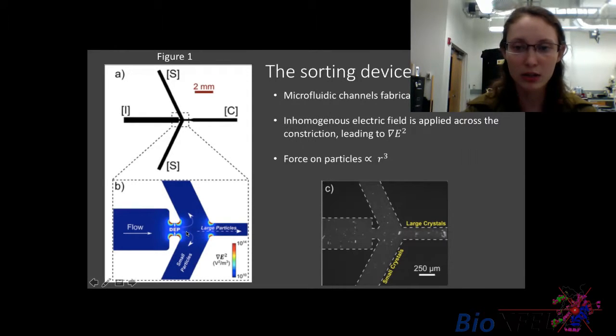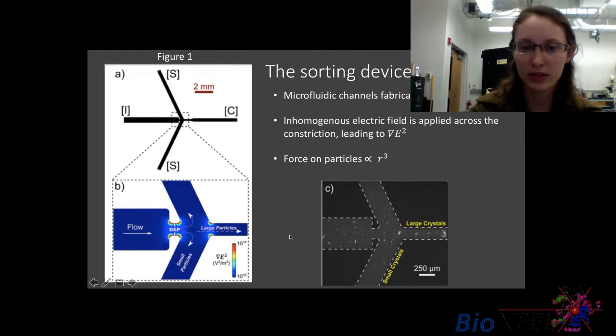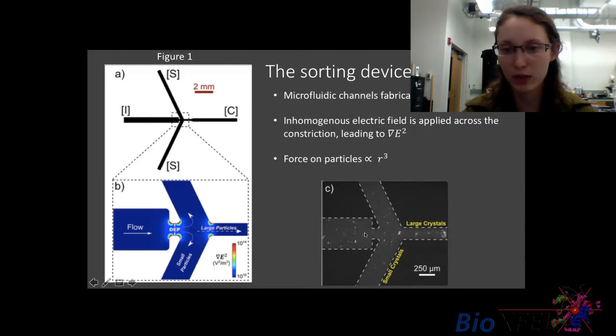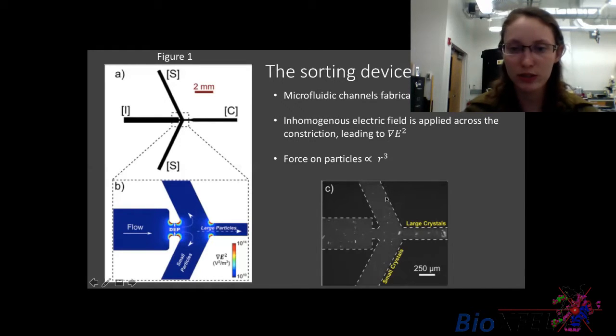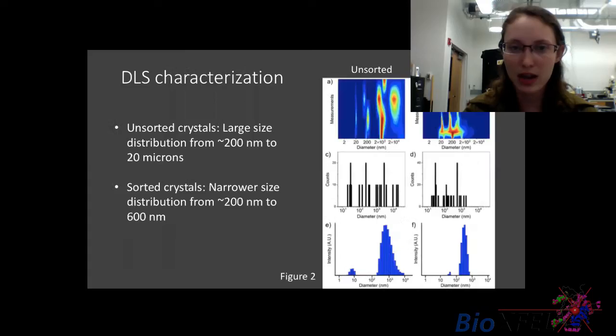And the small particles don't care as much. They can migrate down these small channels close to the field. So the bottom line is they flow the unsorted crystals in from the left. The large crystals continue straight and out to the right, and the small crystals migrate up these side flanges here. So the idea is that if you were to take the solution out of these two side channels, you would have only small crystals and none of the big stuff. So let's see how this works.